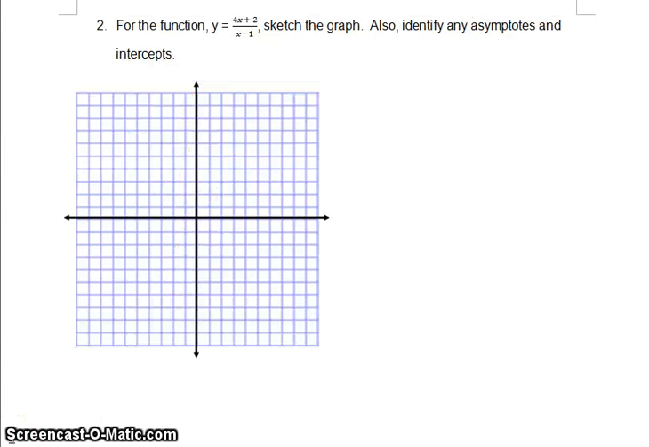Alright, so in this question, we're given some sort of function, and here we need to sketch the graph. And also we need to identify any asymptotes and intercepts. And for this one, I definitely encourage you guys to use your graphing calculator, if you feel comfortable with that.